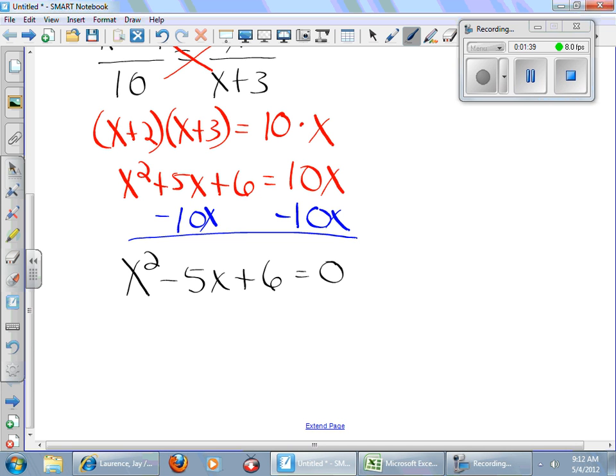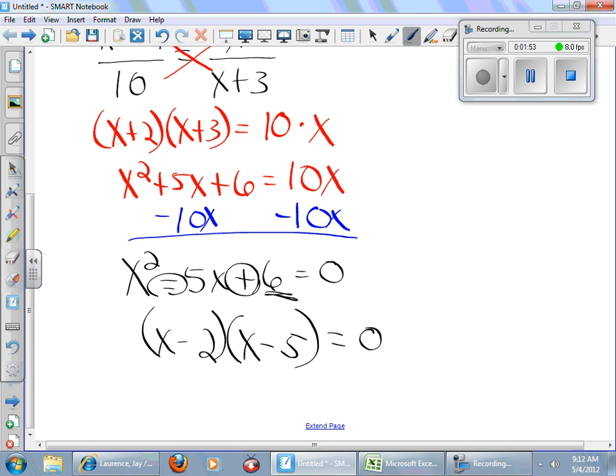I could use the quadratic formula, but I'm such a factoring fool. I notice that this will factor nicely. I need two factors of 6 that add to get negative 5. Right? Well, they're both going to be negative, and I'm going to get a 2 and a 3. Oops, not a 2 and a 5, Mr. Lawrence. A 2 and a 3. So I know that x will have to equal 2 or 3.